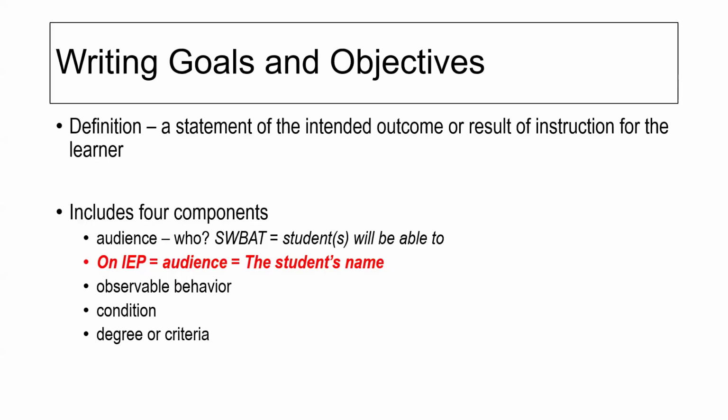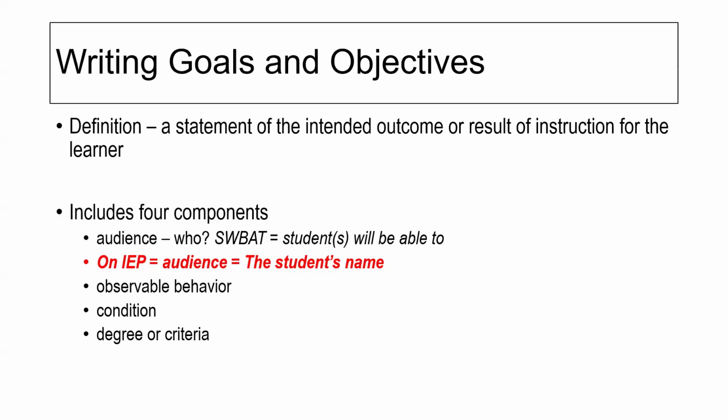Both goals and objectives have four components: the audience, which is who it's for. The student will be able to, in this case, for an IEP, the student who's doing it has got to be the student who's the IEP for. So for our project, we're going to be developing an IEP for a fictional student named Marcus. So every goal and objective will have the name Marcus in it because Marcus is the person who has to be able to do the thing that we're specifying.